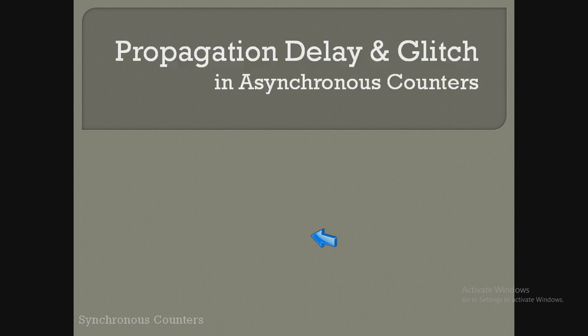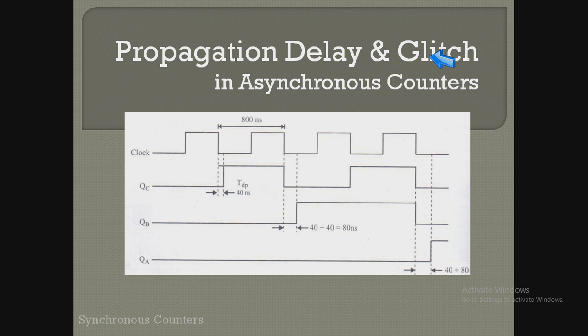Before starting, first of all, we discuss the major problem with asynchronous counters. The major problem is propagation delay and glitch. What these two terms mean can be understood with this diagram first. Look at the diagram. This is the clock pulse feeding the first flip-flop in an asynchronous counter. Its clock cycle, let us suppose, is 800 nanoseconds.